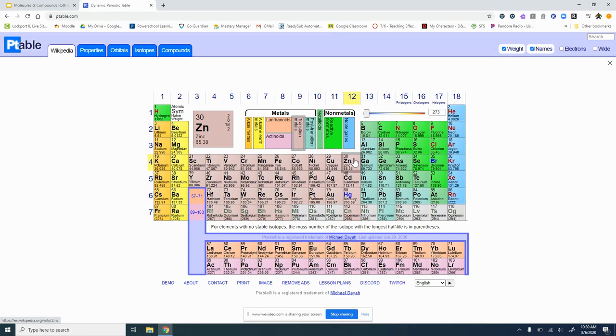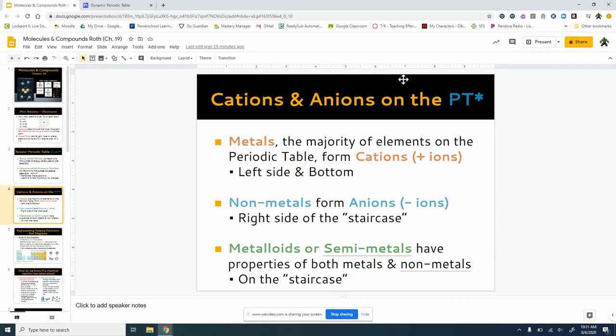Okay, so the thing that separates metals is this line right here. So over, down, over, down, over, down, and it's just a staircase that starts right under boron and right above aluminum and goes over one, down one, all the way to the edge of the periodic table. Anything to the left of that staircase is a metal, and generally, not 100% of the time, but generally forms a cation or a positive ion. Anything to the right of that staircase is a nonmetal, and again, generally forms an anion or negative ion.